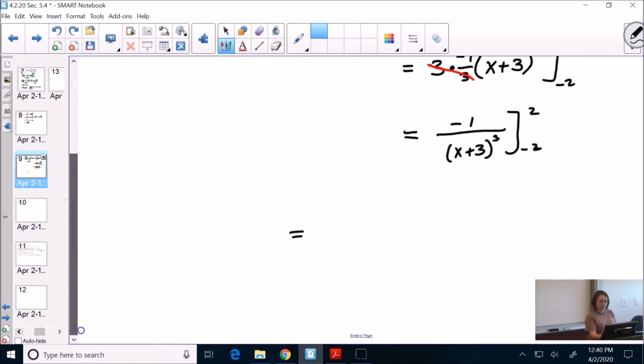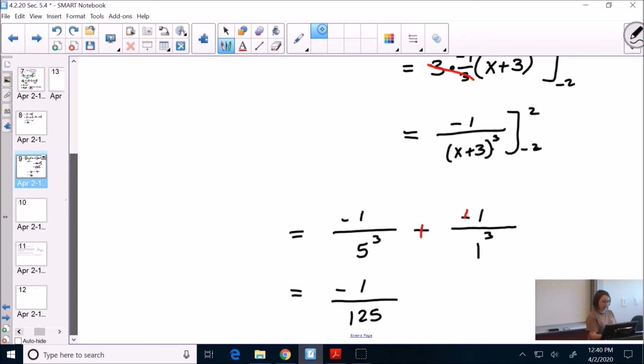Alright, so plug in the 2. -1 over 2 plus 3 is 5 to the 3rd power. Minus, we plug in the -2. So a -1 over -2 plus 3. That is 1 to the 3rd power. So we have -1 over 5 cubed, which is 125. These two negatives become a positive. 1 over 1. Okay, I really need a denominator of 125. So 1 over 1 is 1. The common denominator, that's 125 over 125. Combine together, and you want 124 over 125.